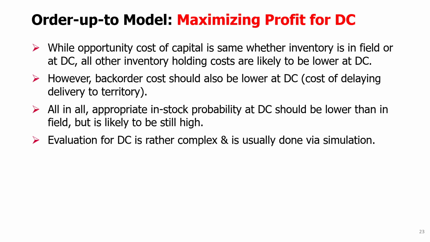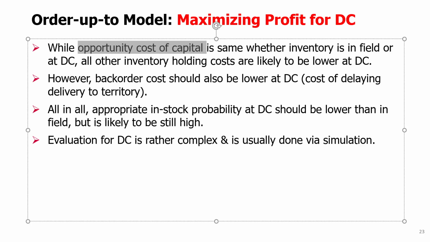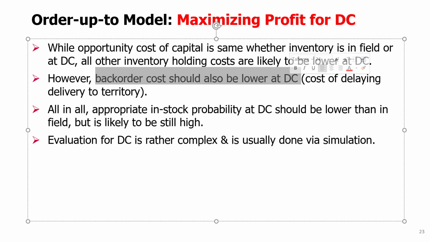If you consider the case of the distribution center and trying to maximize the profit there, it's actually harder to evaluate because there are some parameters that are hard to evaluate. In particular, if you think about the holding cost, opportunity cost of capital is probably similar in the distribution center as it is in the territory. However, there are other holding costs that might be actually lower in the distribution center because this is a large warehouse that might have a lot of economies of scale. And so holding costs in the distribution center might be a little bit lower than in the territory. However, backorder costs should also be lower in the distribution center.